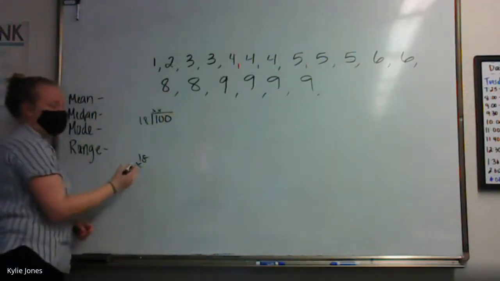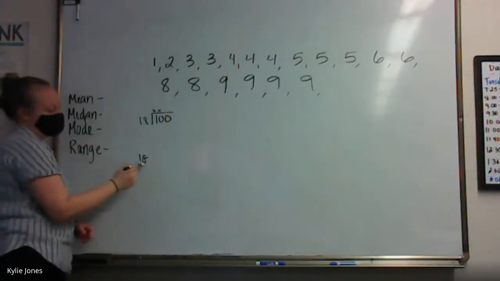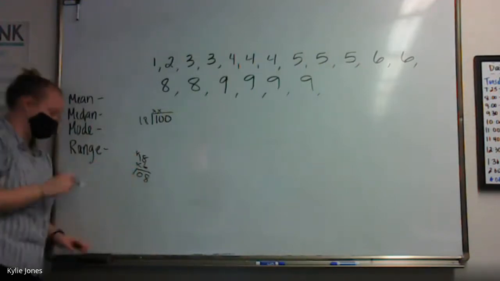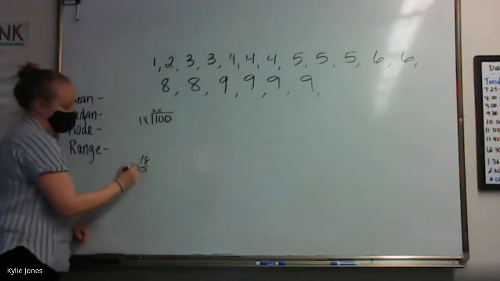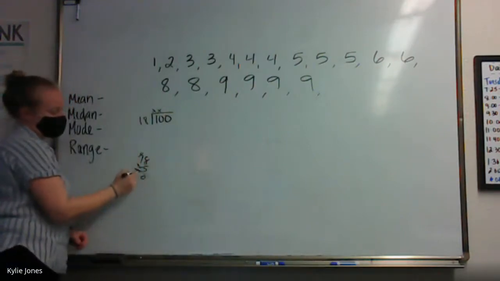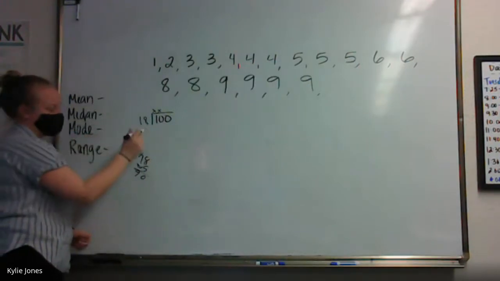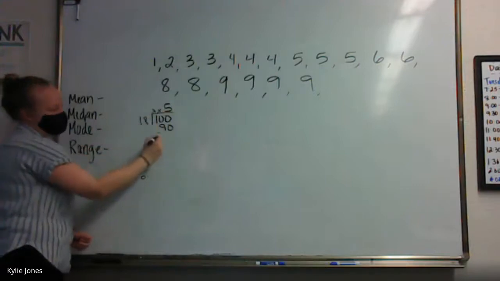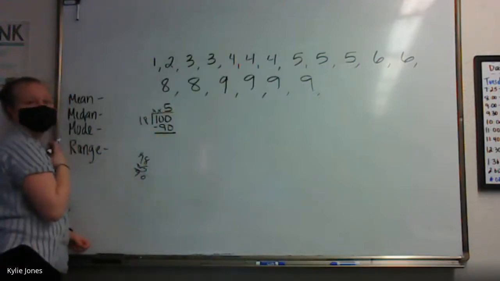18 times, what do you think? 6? Let's try 6. So that's 48. That's 108. A little too much. So let's try 5. 18 times 5 equals 90. So 5 goes up top. We can subtract and get what? 100 minus 90?